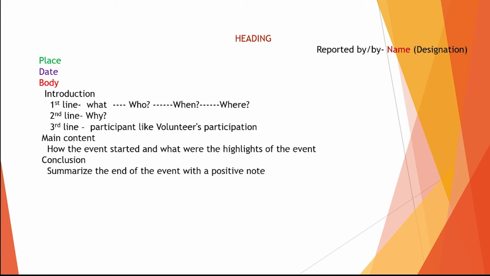Now, the first line: a blood donation camp was organized by Lions Club Chennai on 30/1/2021 from 10 a.m. to 4:15 p.m. at Loyola College to create awareness regarding regular blood donation and social responsibility among the students. It was a well-planned camp by students, and many students volunteered in this noble cause. So the introduction fulfills all your what, who, when, where, why, and who the participants are.